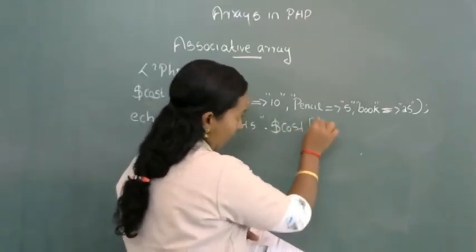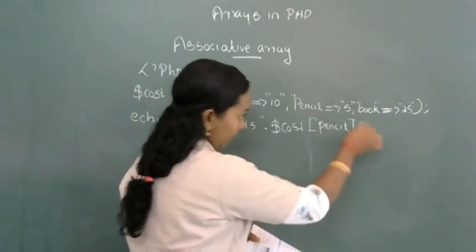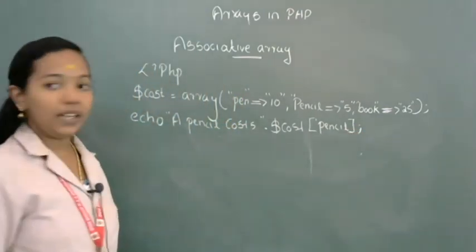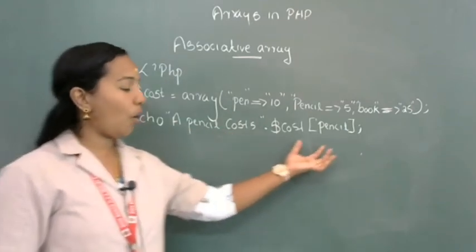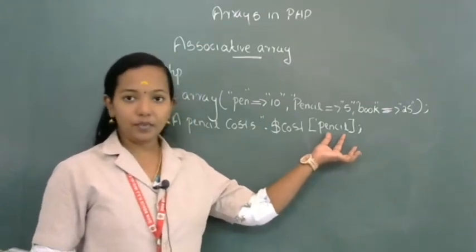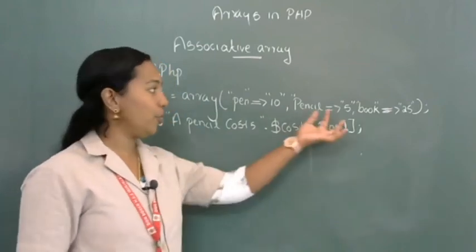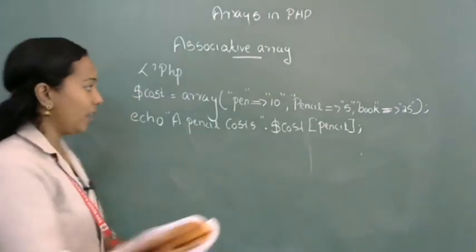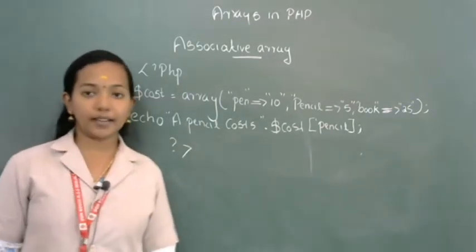$cost of pencil. $cost of pencil. Then what will happen? We will get a pencil cost. $cost of pencil. Here pencil means it is the key. Okay, instead of pencil we will get the value present at the key pencil. What is the value present at pencil? 5. Okay, after that close the PHP tag.